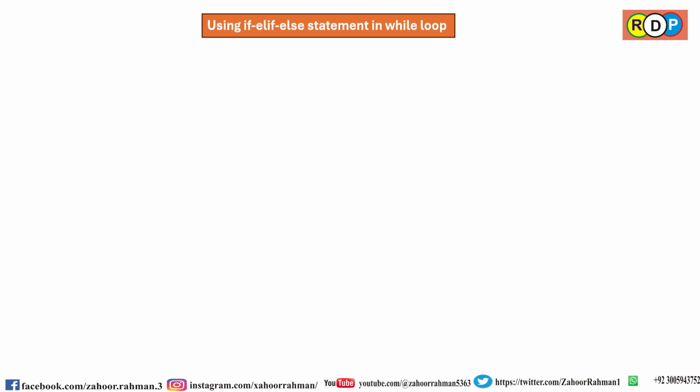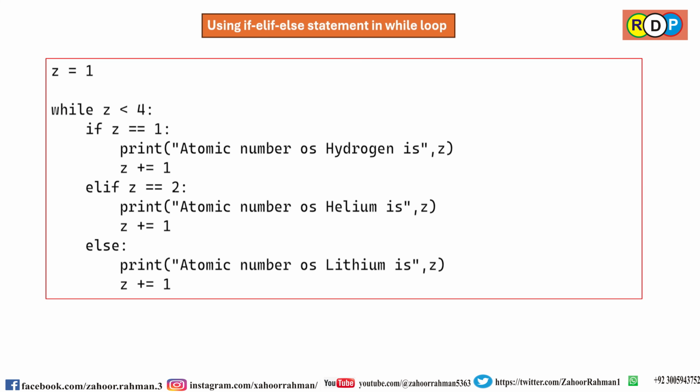Now let's do further manipulation with the while loop. We can also use an if-else statement in a while loop. For this, let us write a program. Here I have written z is equal to 1, which is the initial value of the counter variable, and then there is a testing condition. z is less than 4, meaning 1 is less than 4, it is true.